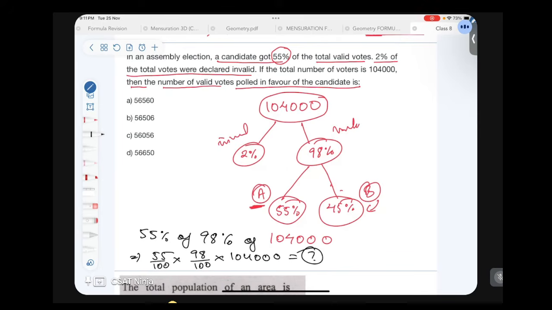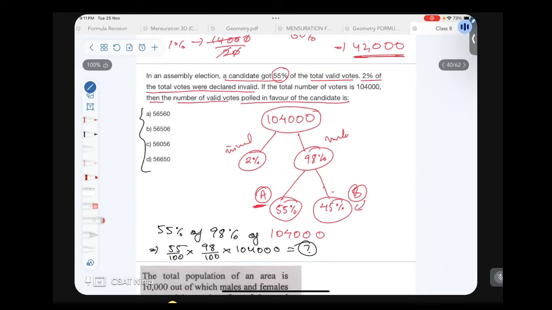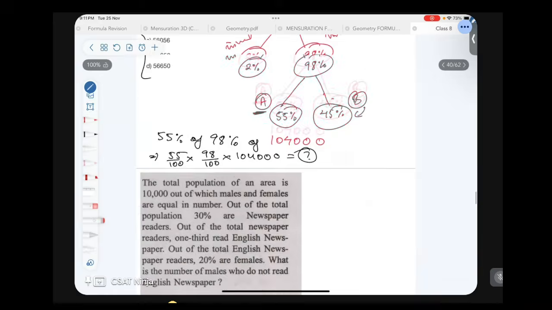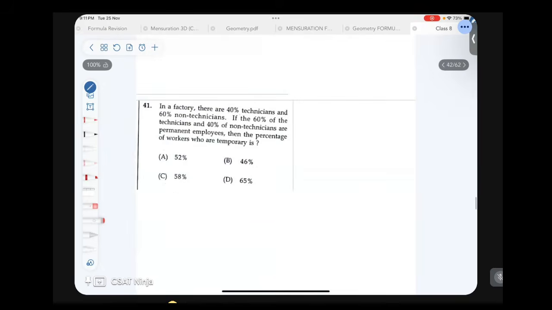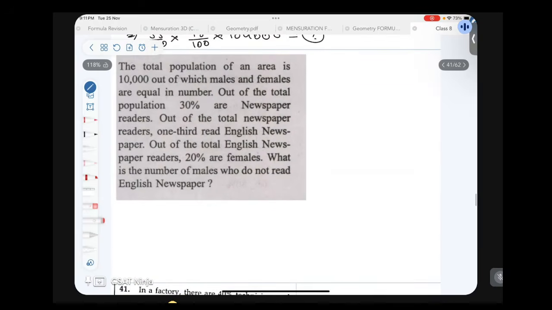I'll leave this one for you. You multiply, you divide, and you'll get an answer. I'm just solving for your understanding. Any doubts here? Are we clear with this? Maybe this is the last second question I'll do for percentage.